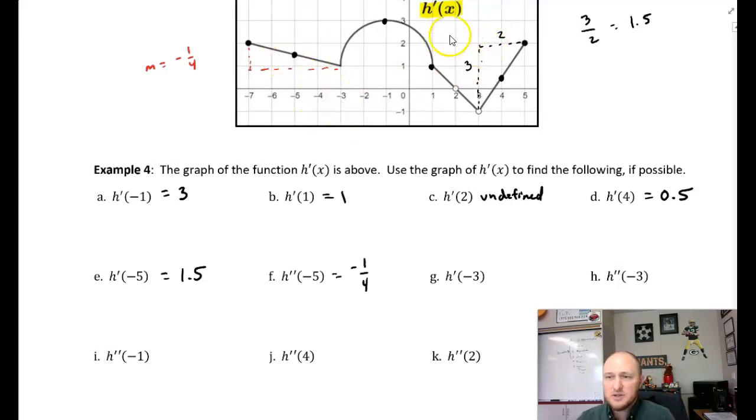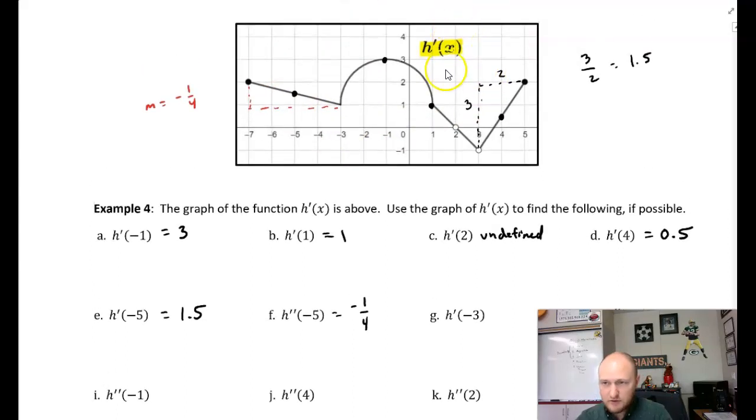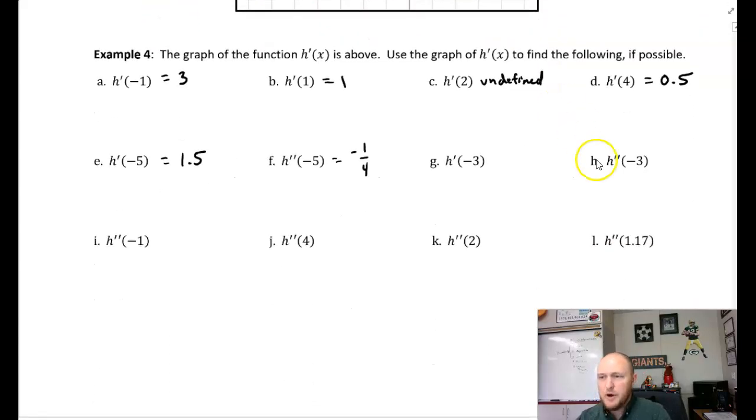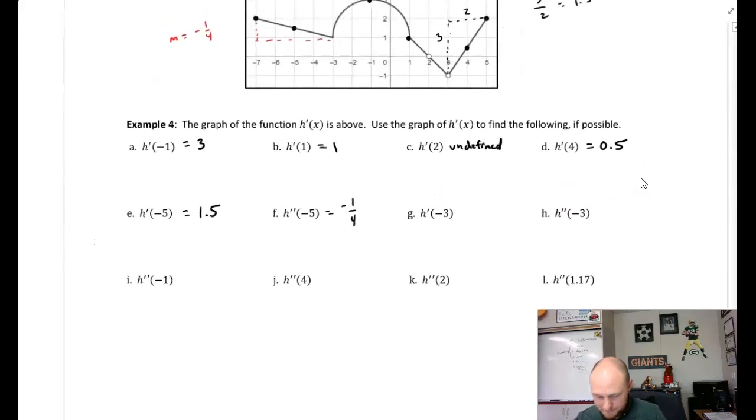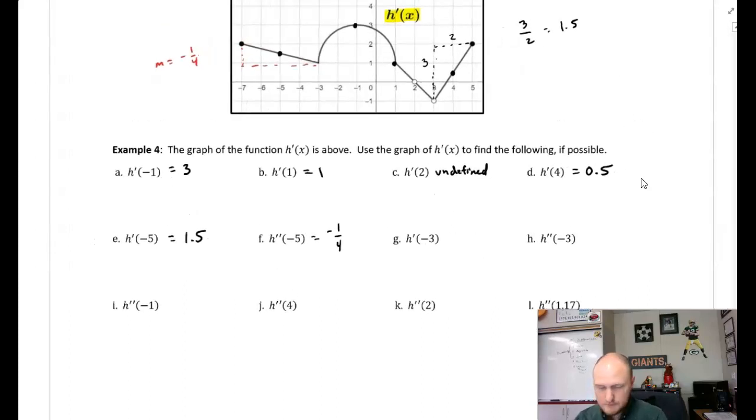So they like to play tricks on you. They like to give you a derivative graph on the AP test. You'll probably have a question where they give you a graph of a derivative, and you have to understand that when they ask you about double prime, they're asking you about the slope of this graph. Okay, I'm going to pause here. Please find h prime of negative 3 and h double prime of negative 3, and I'll give you the answers in a moment.